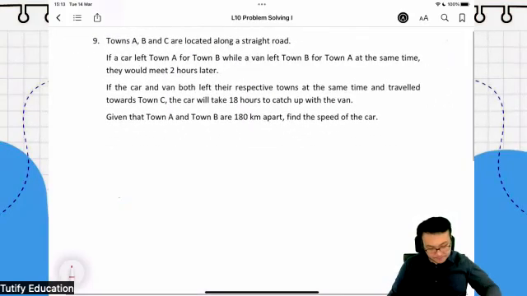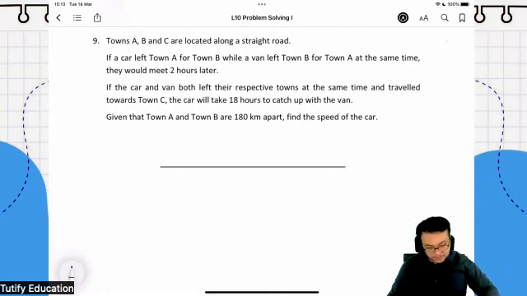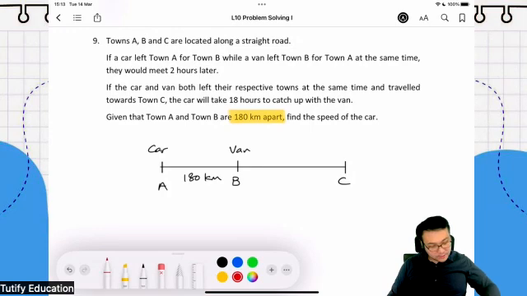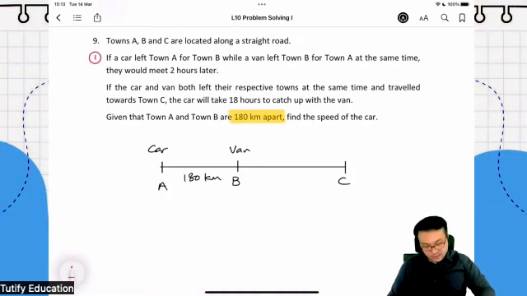Okay, let's see. Town A, Town B, Town C are located along a straight road. Then after that, what happens? There's a car here. There's a van here. They said that, okay, let's just write this down first. Town A and Town B is 180 kilometers apart. And they say that there are 2 scenarios. Scenario number 1 is here. Scenario number 2 is here.